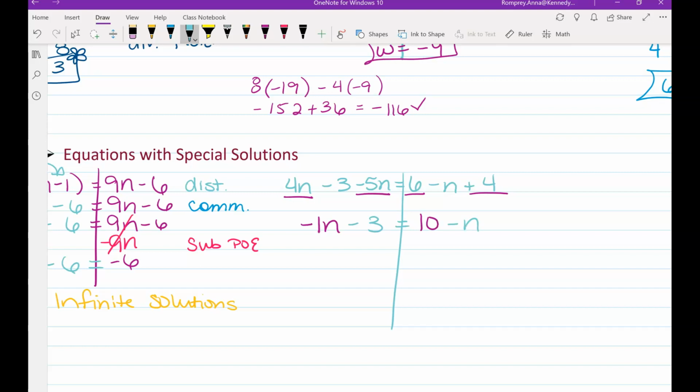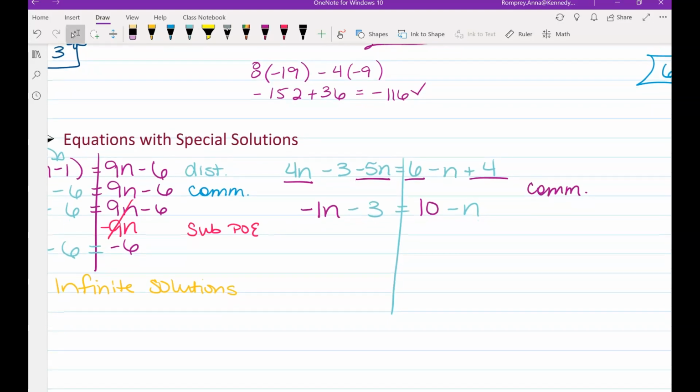So we use combining like terms, so we use the commutative property. And now let's get all our variables together. So I have a negative n and a negative n. All right, something weird is going to happen again. If I cancel this out, the opposite of a negative n is a positive n, which cancels out both of these, I end up with negative 3 equals 10.